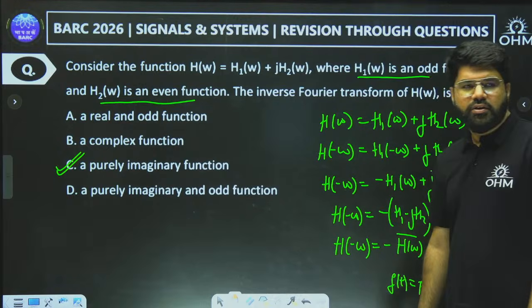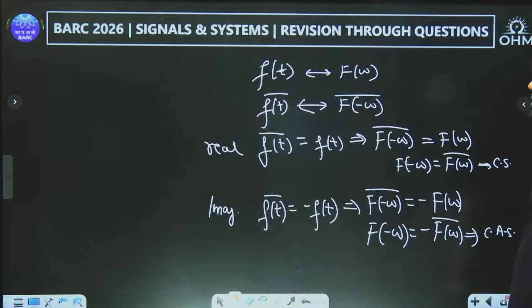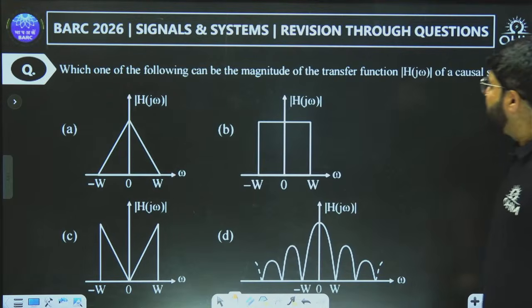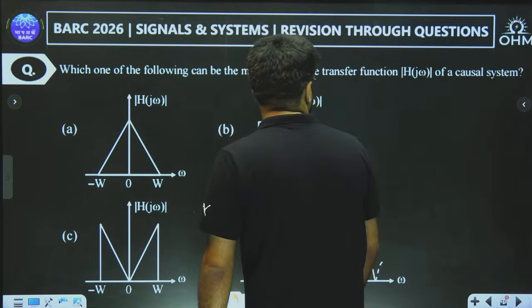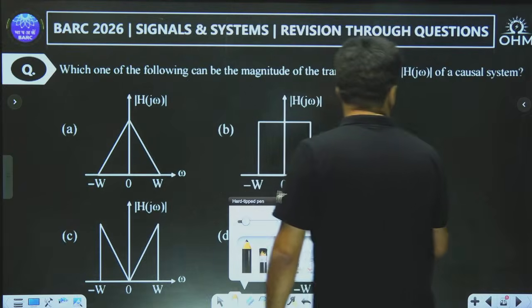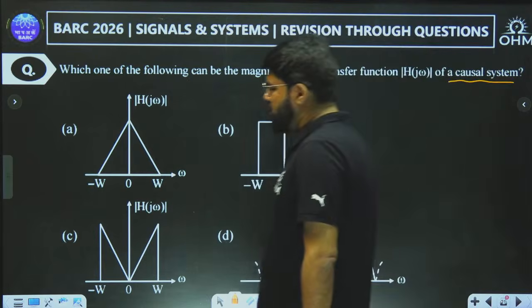Rajinder, correct. Govind, recheck it once. Next question here. Which of the following can be the magnitude of the transfer function mod H(omega) of a causal system? Causal system.